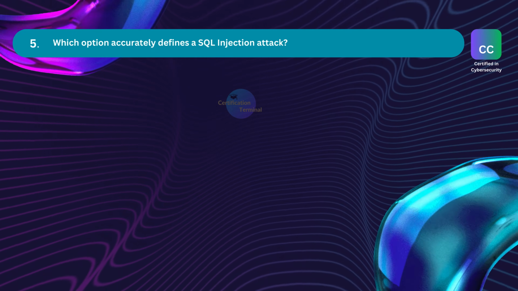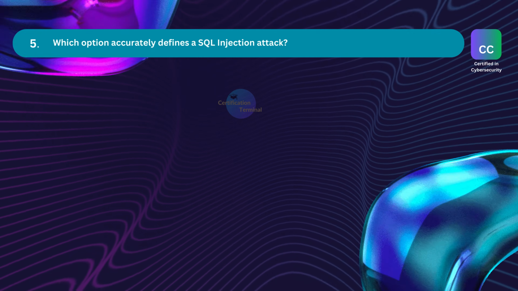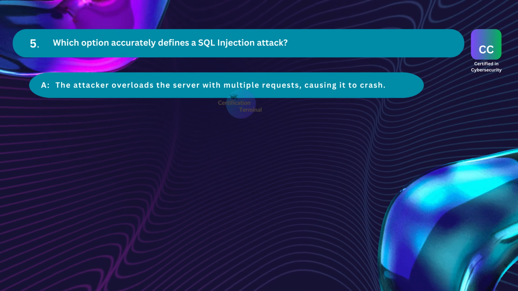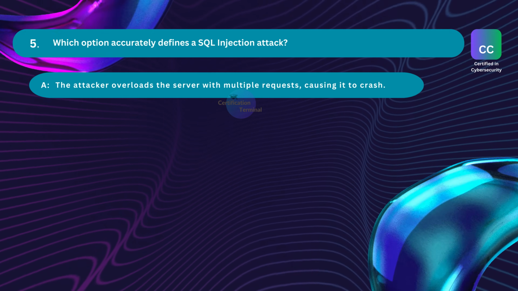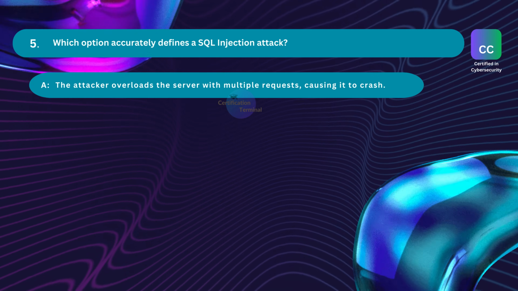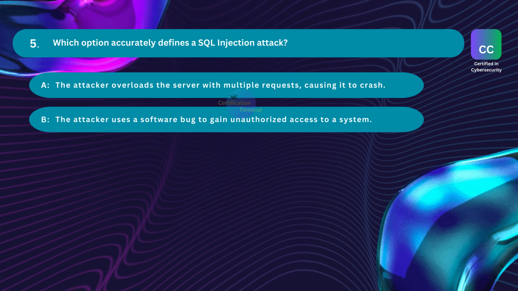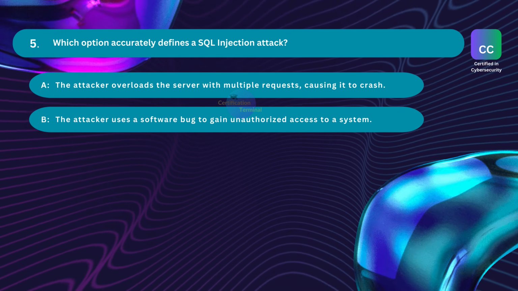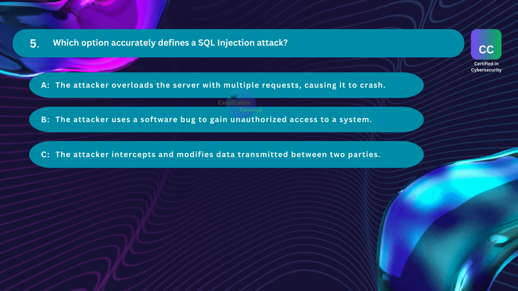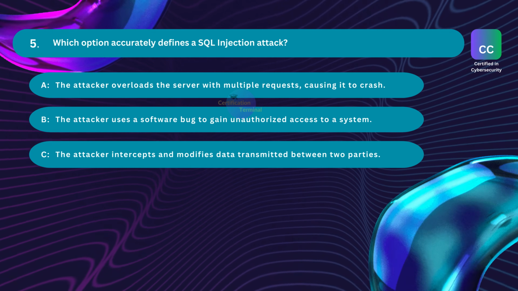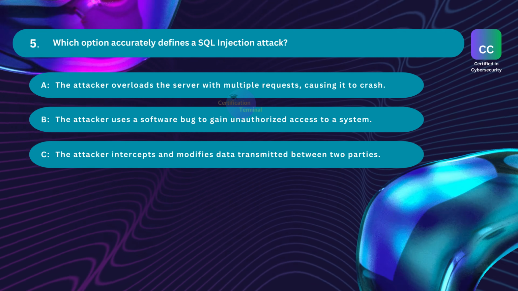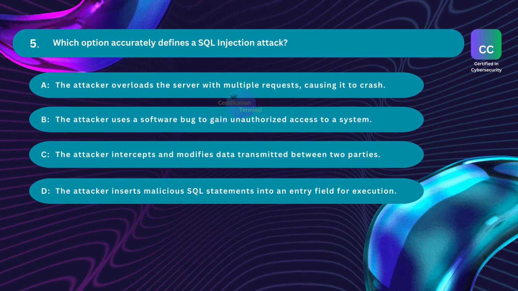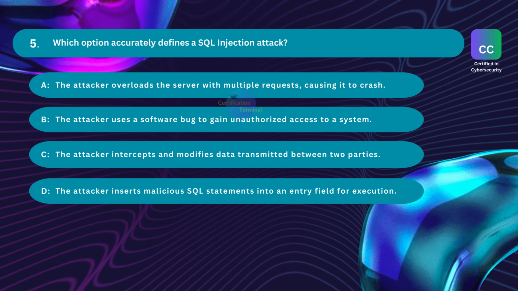Question number 5. Which option accurately defines a SQL injection attack? Option A, the attacker overloads the server with multiple requests, causing it to crash. Option B, the attacker uses a software bug to gain unauthorized access to a system. Option C, the attacker intercepts and modifies data transmitted between two parties. Option D, the attacker inserts malicious SQL statements into an entry field for execution.